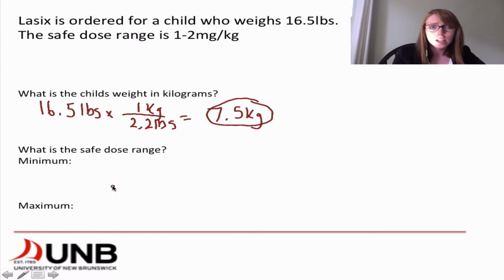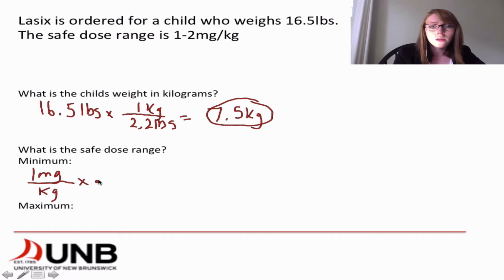So to do that, we know that the safe dose range is 1 to 2 milligrams per kilogram. So the 1 is going to be the minimum safe range, and 2 is going to be the maximum. So let's do that math here now. So the minimum, so we have 1 milligram per kilogram. So when it says per kilogram, you can draw it over top like this, and it can help you cancel out the units so you can kind of see what you're getting.